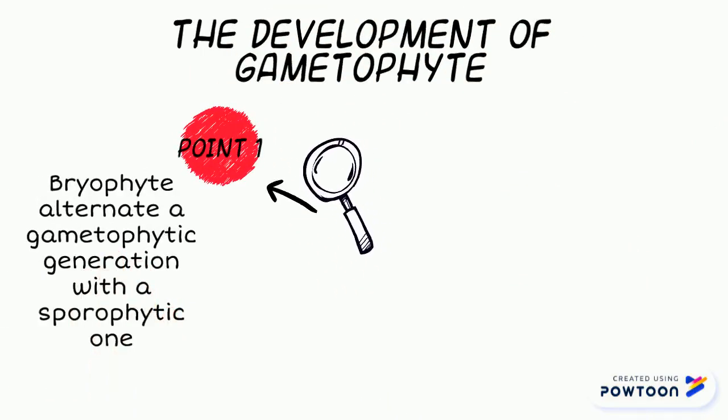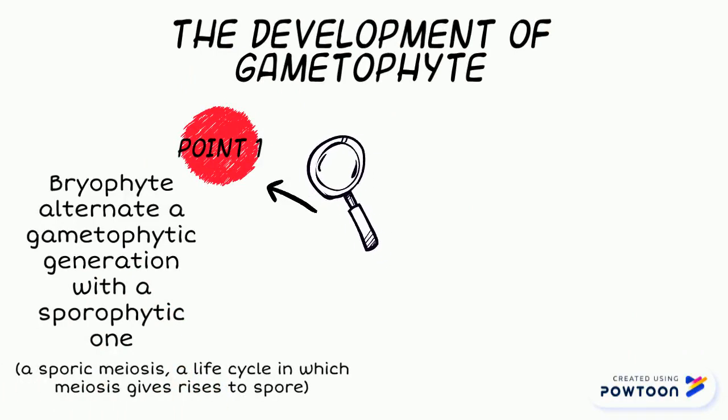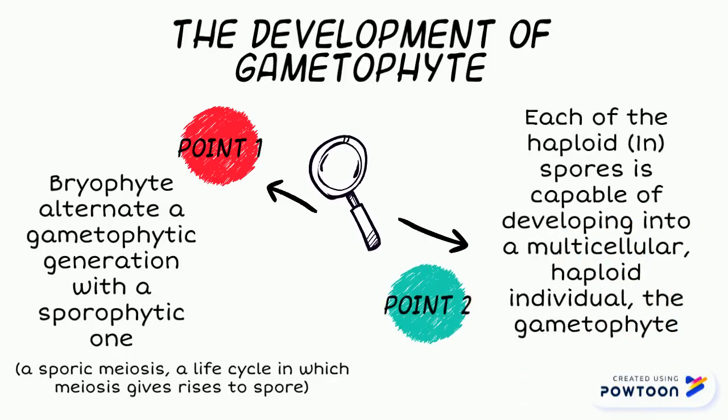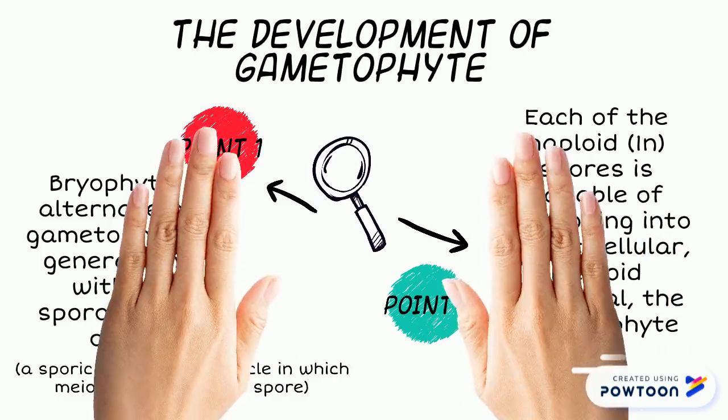Now we focus on development of the gametophyte. Bryophytes alternate a gametophytic generation with a sporophytic one, a sporic meiosis life cycle in which meiosis gives rise to spores. Each of the haploid spores is capable of developing into a multicellular haploid individual, the gametophyte.